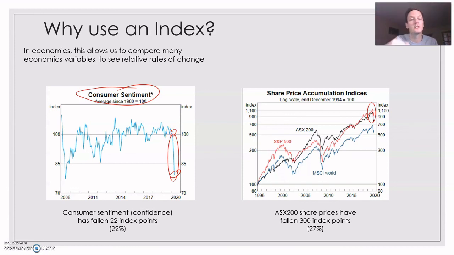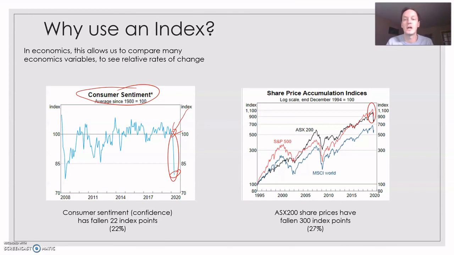So what's interesting here is you can say, okay, at the start of 2020, so we're looking at this point here, consumer confidence or consumer sentiment is 100 index points. What does that tell you about the change in consumer confidence since 1980? And you should have said it's the same. So consumers at the start of 2020 had the same level of consumer confidence as they did in 1980. And now it's even worse, as you can see.